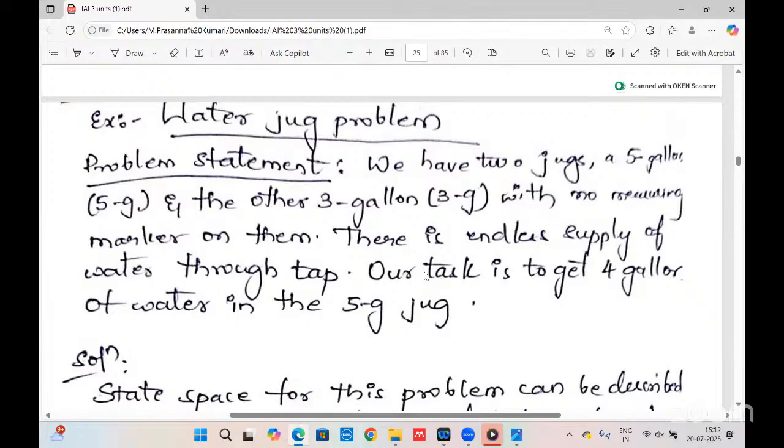So now what we are going to do is, as there is no measurement, we are going to take two variables.